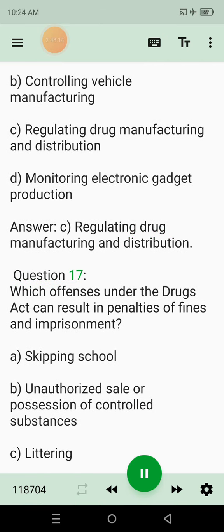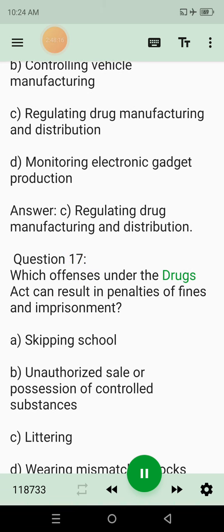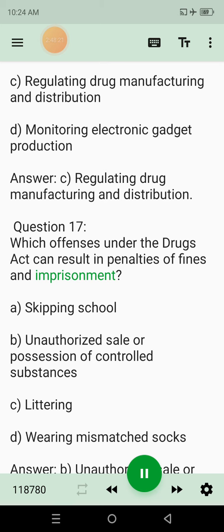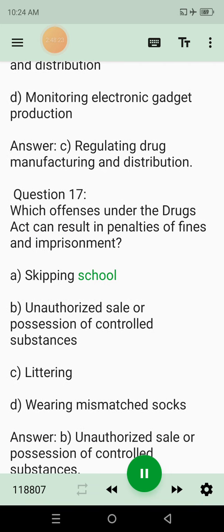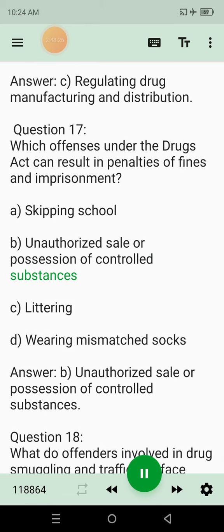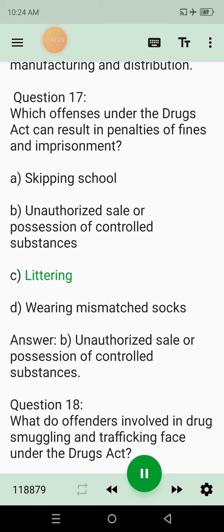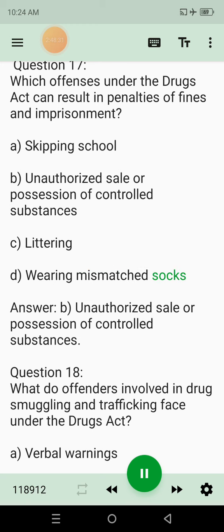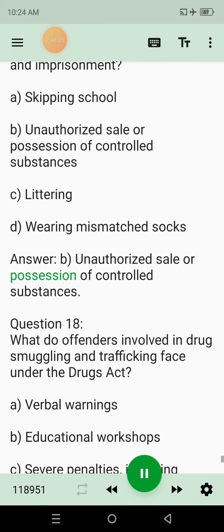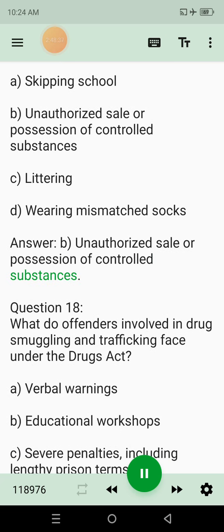Question 17. Which offenses under the Drugs Act can result in penalties of fines and imprisonment? A. Skipping school. B. Unauthorized sale or possession of controlled substances. C. Littering. D. Wearing mismatched socks. Answer: B. Unauthorized sale or possession of controlled substances.